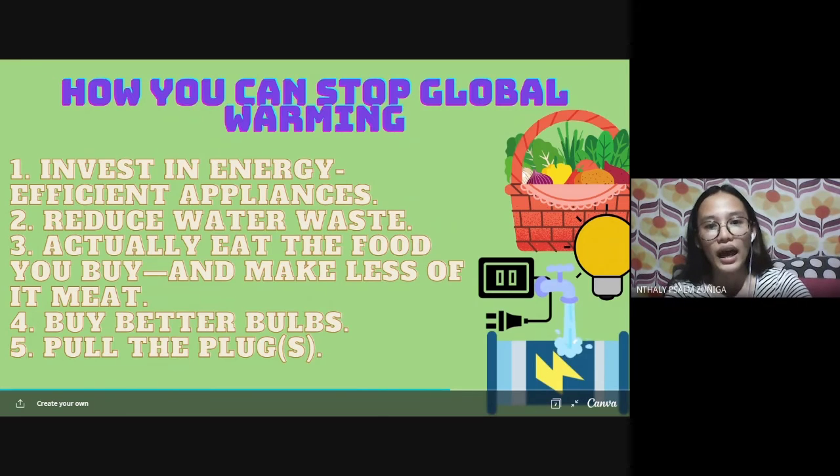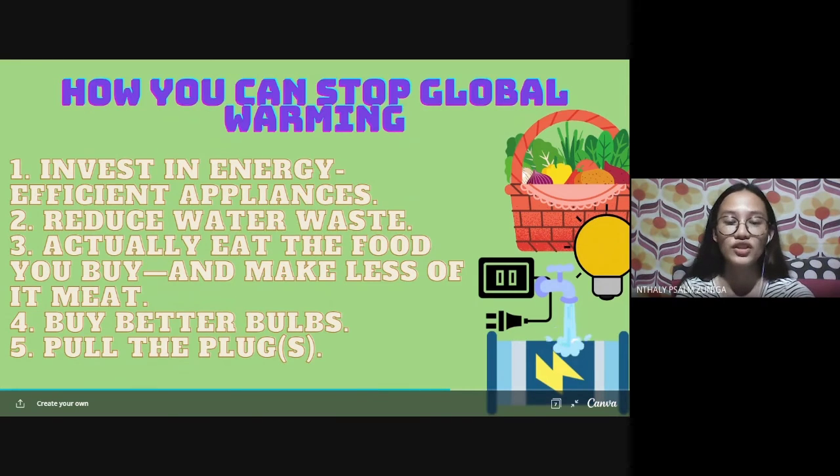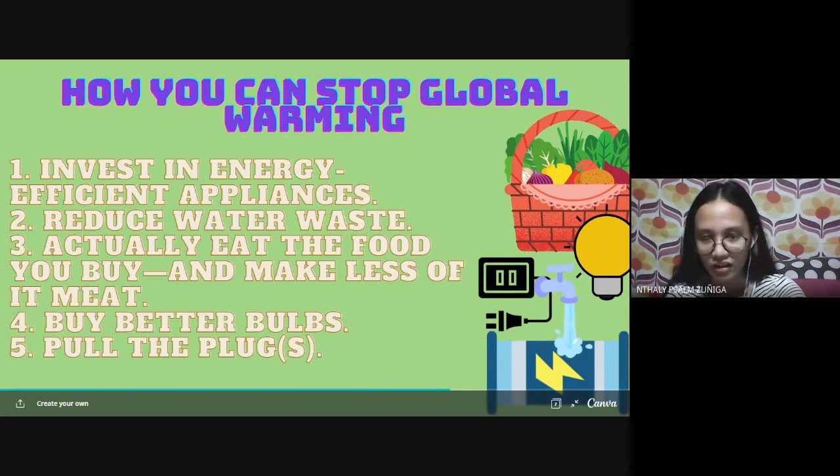Third, we have actually eat the food you buy and make less of it meat. Since livestock products are among the most resource-intensive to produce, eating meat-free meals can make a big difference too. So it's basically telling you to eat healthier foods rather than processed foods. You not only help reduce global warming, but you also help your well-being through exercising and eating foods that are healthier.